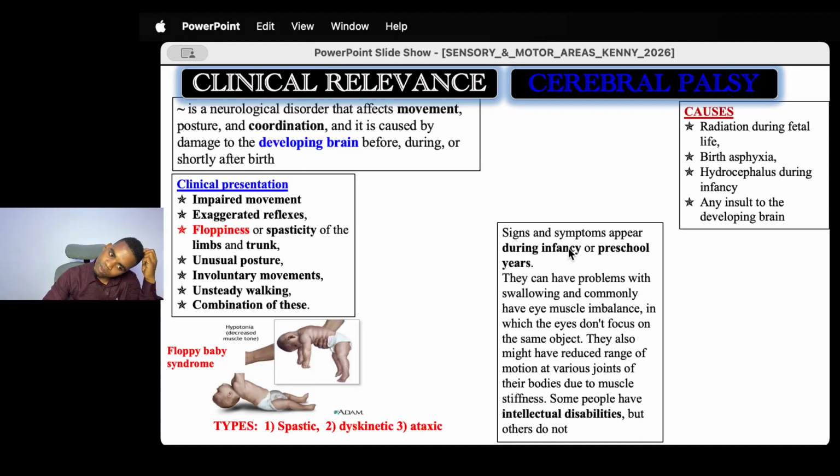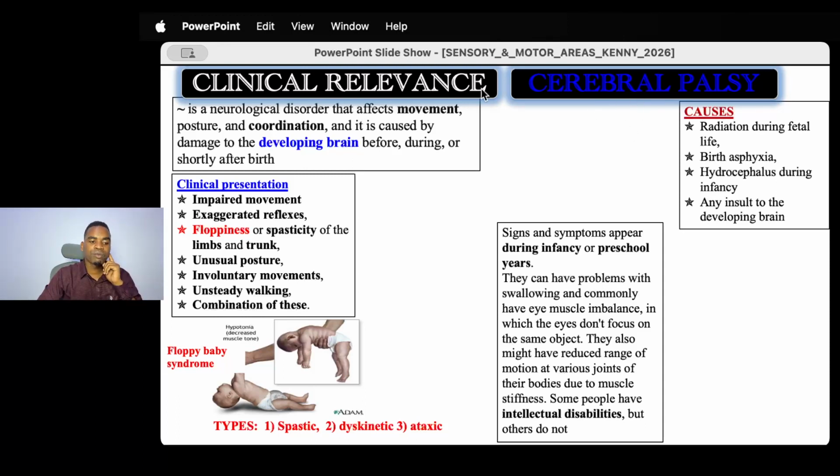Signs and symptoms usually appear during infancy. Infancy is the period of 1 year of age, I mean, within the first 12 months of life. So during infancy is when you can witness some of these symptoms. And of course, this baby can also have problems with swallowing because of uncoordinated movement of the muscles of the pharynx. And why are we doing cerebral palsy at this point?